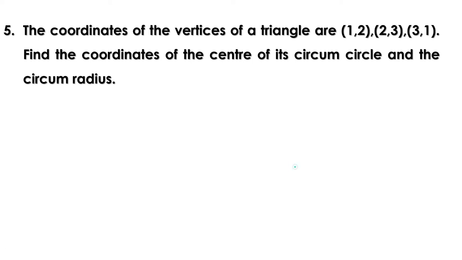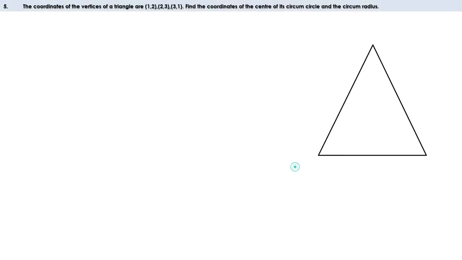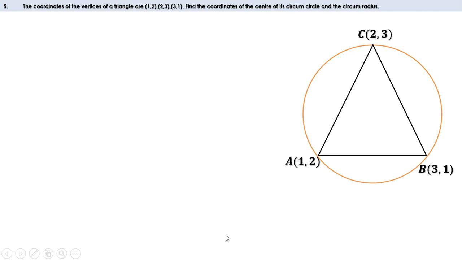Let us draw the triangle at first. The coordinates are 1, 2, 2, 3 and 3, 1. It's only a rough figure. Now let us draw the circumcircle. Let us denote the circumcenter by P. Let its coordinates be x, y.